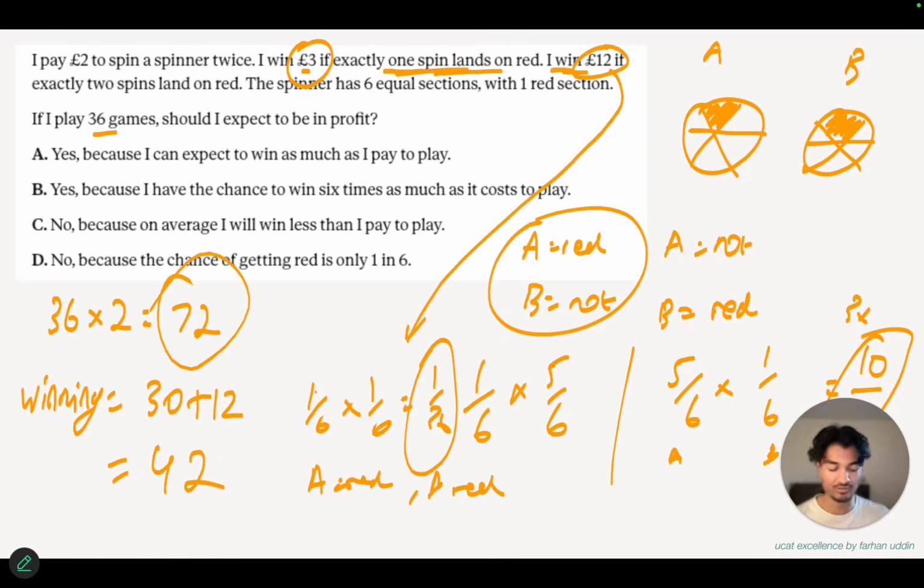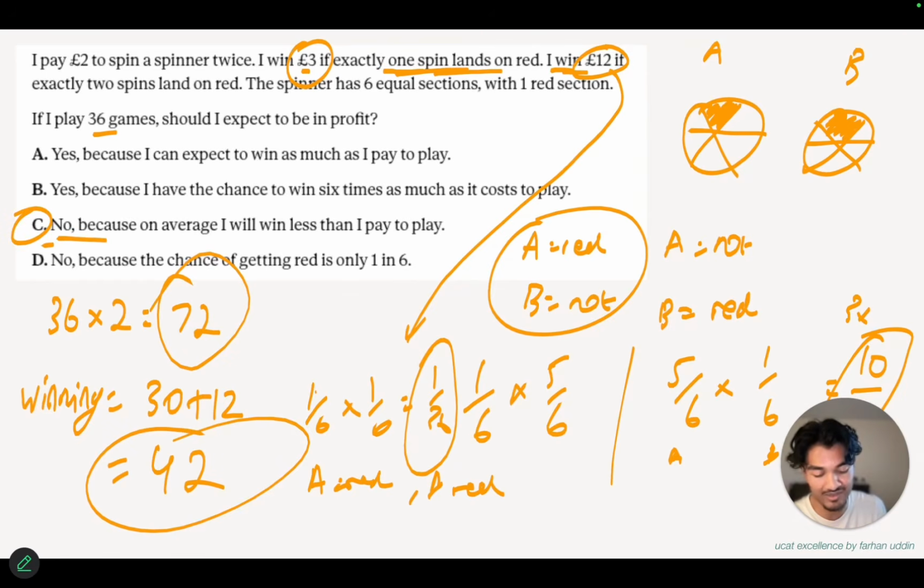You're losing 72, you're winning 42, so you cannot expect to be in a profit. So the answer here is C, no, because on average, I will win less than I pay to play.